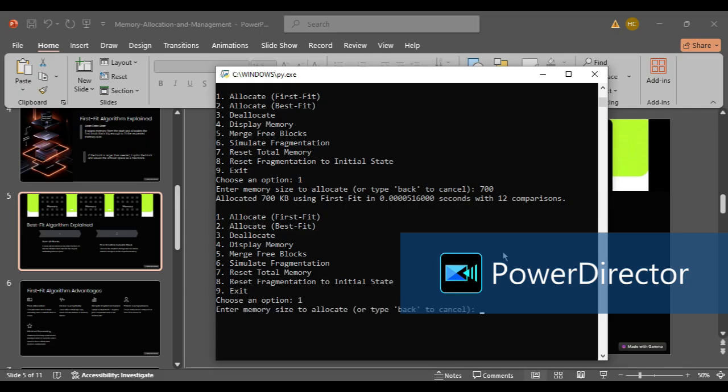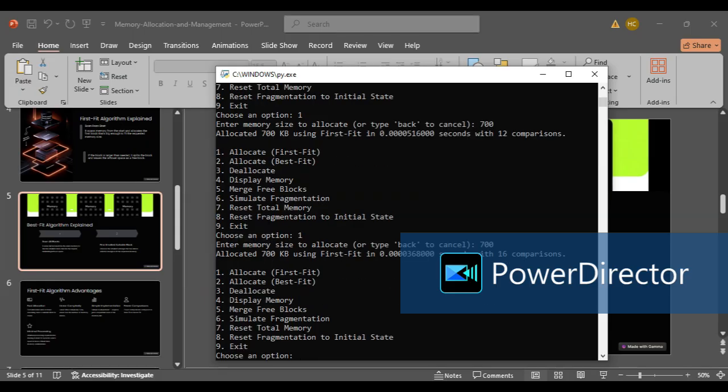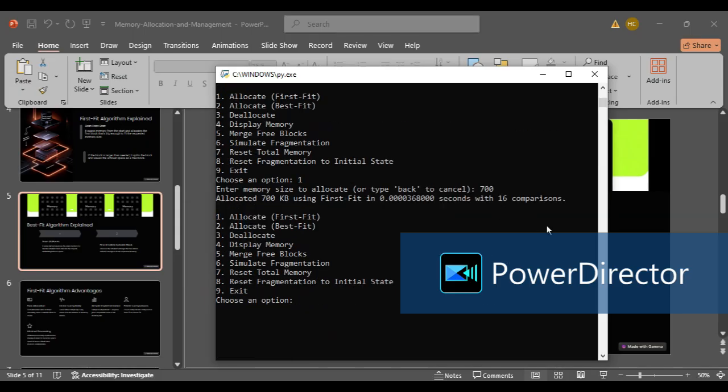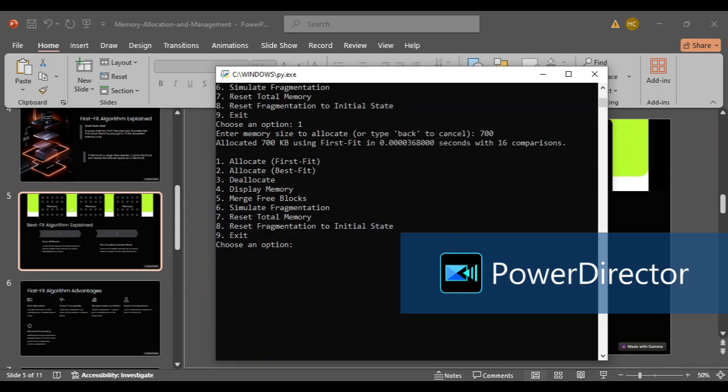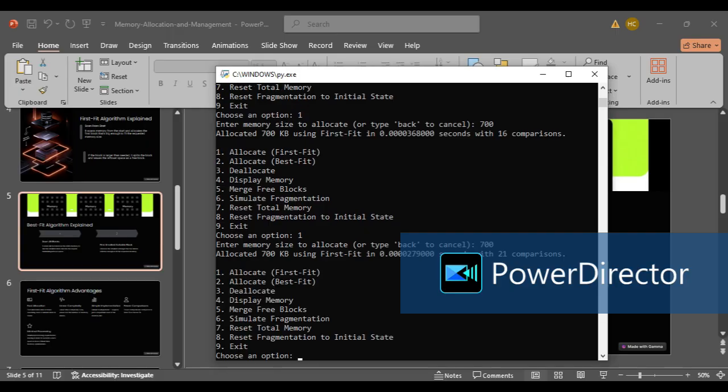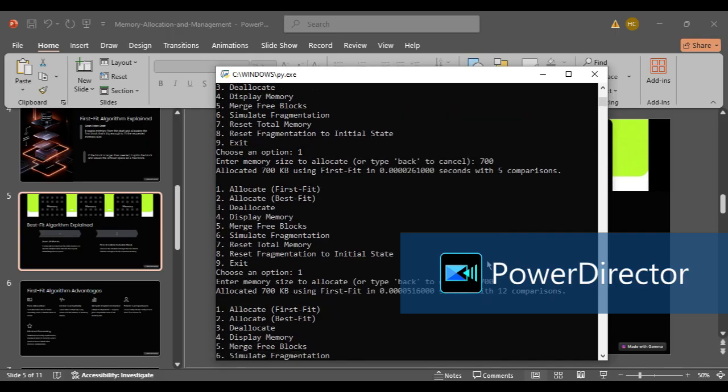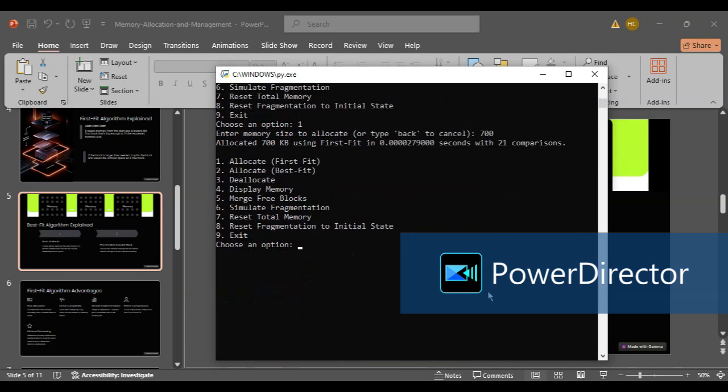So we'll try that again. Option 1, 700. Yeah, so as we move on, we see the comparisons are increasing. We'll try that again. Option 1, 700. 21 comparisons. So we've tried 5 times. Let's display the memory and see.